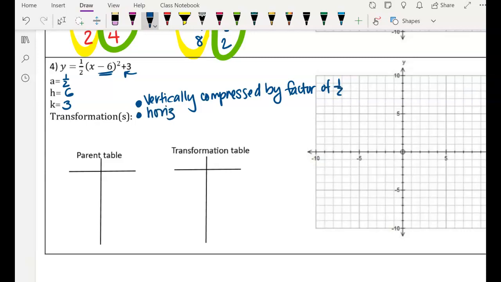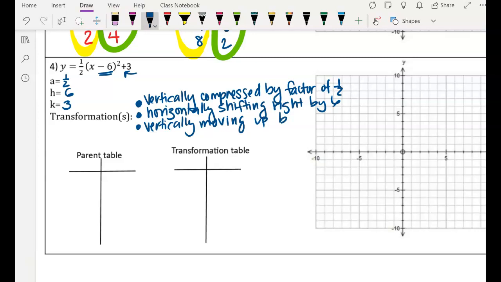horizontally shifting right by 6, and then since k is positive, vertically moving up, we're shifting up by 3.